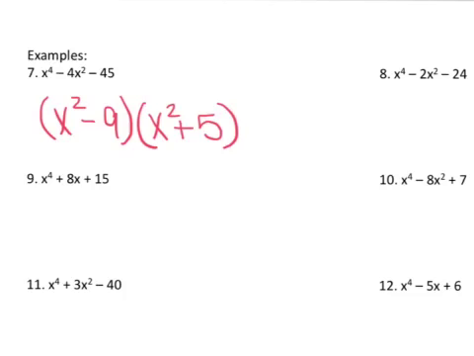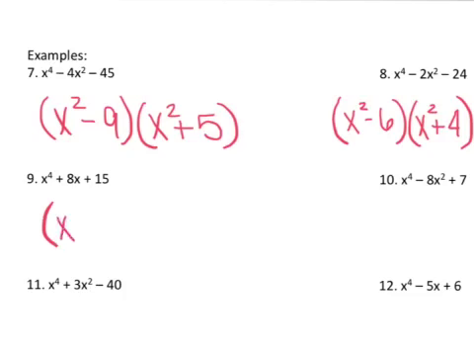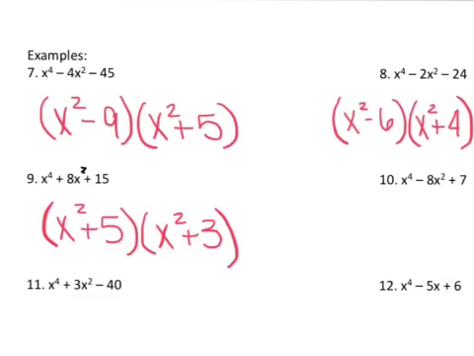Number 8, factors of 24. Chen? 2x minus 6. Good. Times 2x plus 4. Good. And you mean x squared. That's how we want to say that, x squared. But I knew what you meant. Factors of 15 that would give me 8. I can use x squared plus 5 and x squared plus 3. Ooh, there should be a squared there.